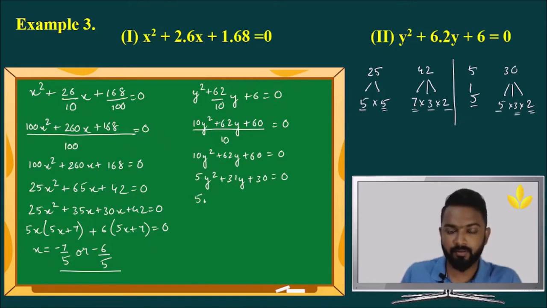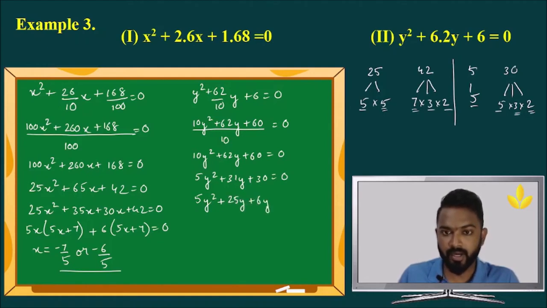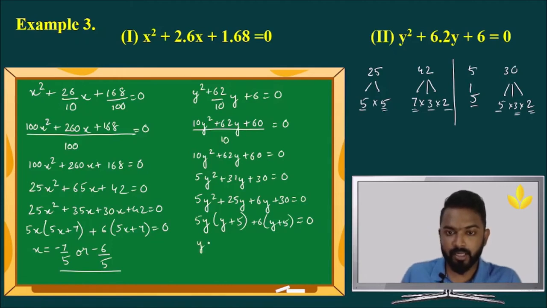So we have 5y square plus 25y plus 6y. 25 plus 6 is 31, plus 30 equals 0. So we have 5y common. We have y plus 5. And then we have 6 common. Y plus 5 equals 0. So the roots are y either is equal to minus 5 or minus 6 by 5.